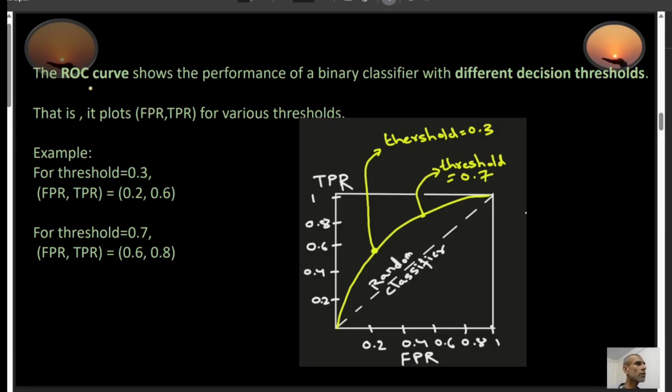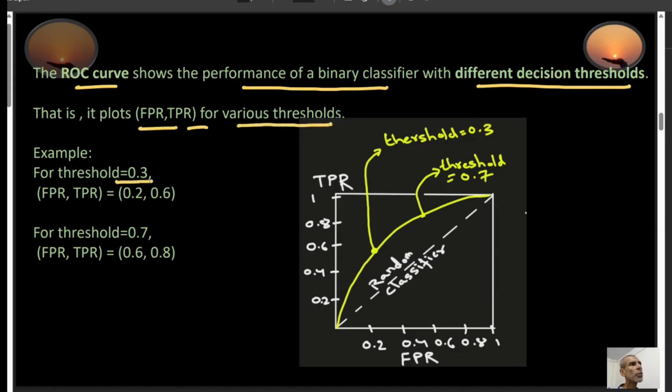So what the ROC curve does is show the performance of your binary classifier with different decision thresholds. It plots your FPR and TPR against various thresholds. For example, if your threshold is 0.3, let's say your FPR and TPR come out to be 0.2 and 0.6. That would be a point, maybe this one right here. Okay, so let's say this is the point that actually gets plotted.